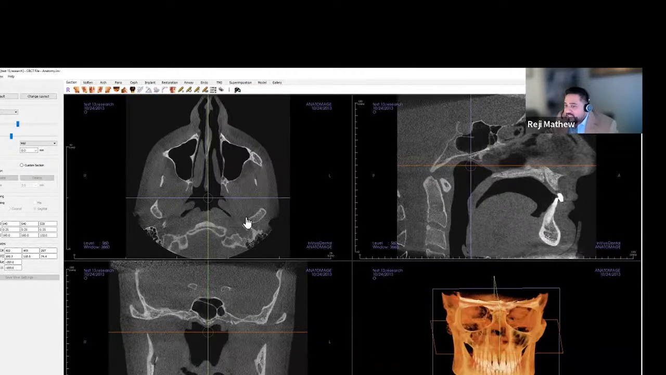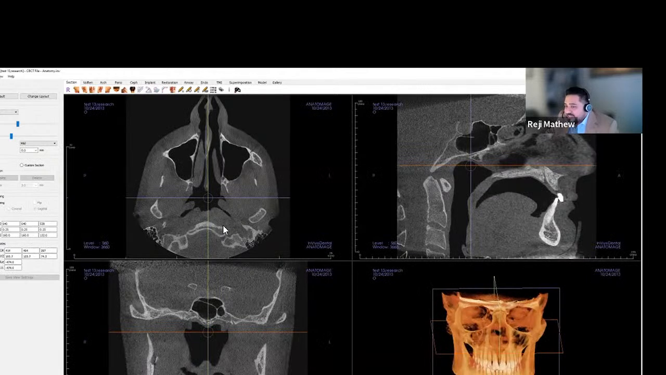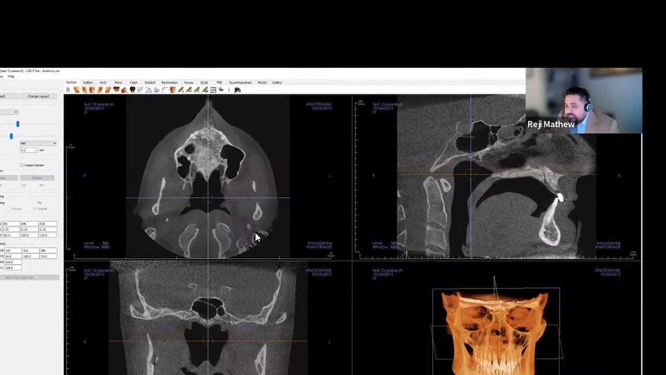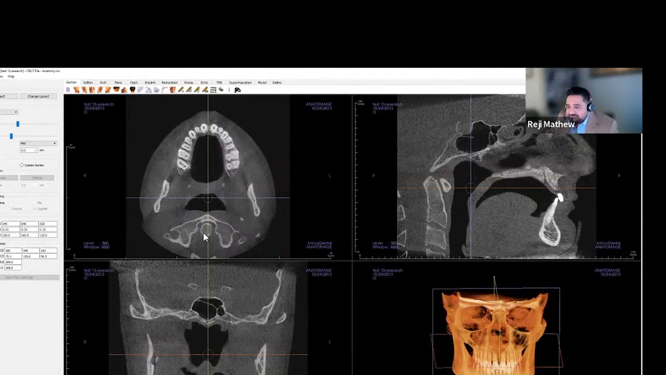If you could clearly see, let me enlarge this one. This is the fossa of Rosenmuller, the pharyngeal recess. 50% of nasopharyngeal carcinomas occur in this area. So you want to look at those areas very clearly. And again, you can see the mastoid cells and other things.